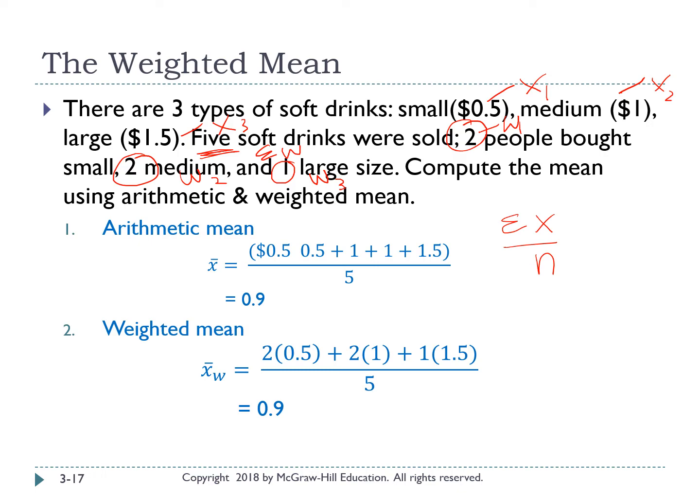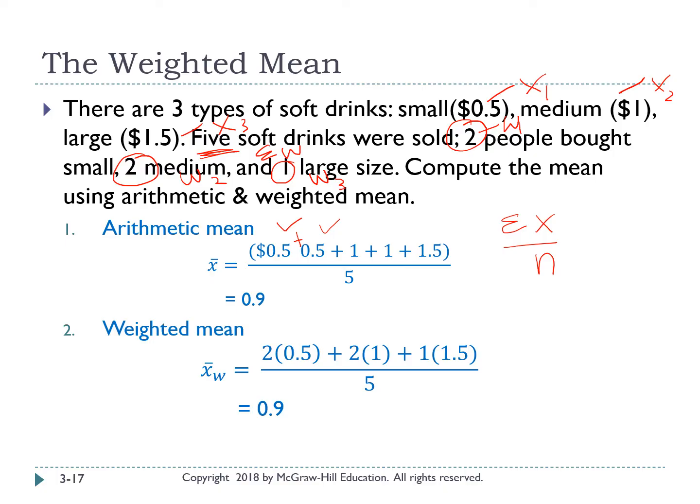So the first observation says that 2 people bought small size. The small size price is 0.5. So you have 2 persons, right? The first person and the second one. So you have 0.5 plus 0.5. I forgot to put the plus sign there.